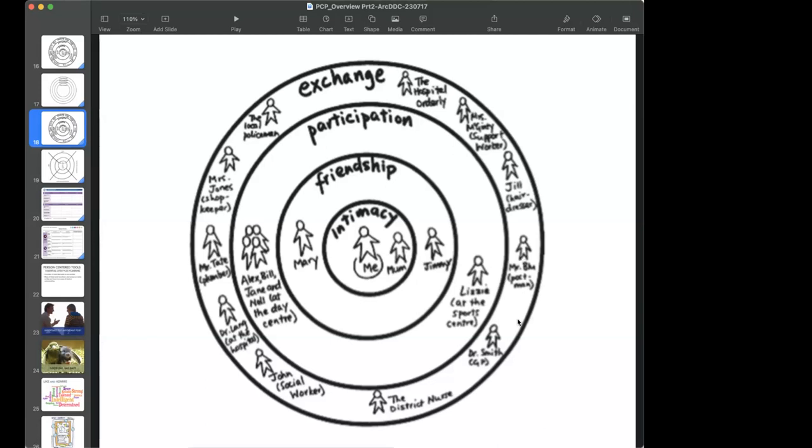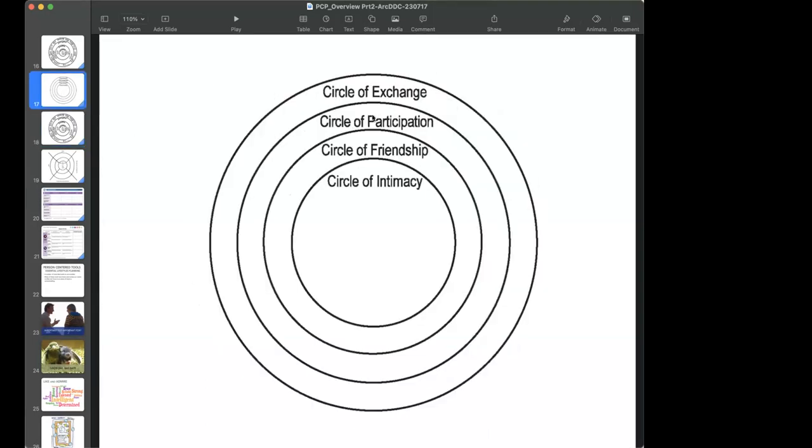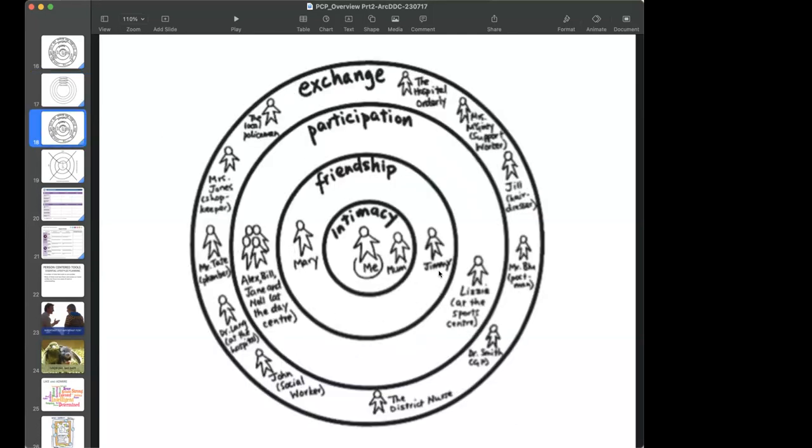And so one of the things I do in many of my hands-on workshops is actually make people go through this process and think about what these circles of exchange and participation, friendship, and intimacy look like for them. And you'd be surprised at the number of people in even those workshops that it looks very similar to this.